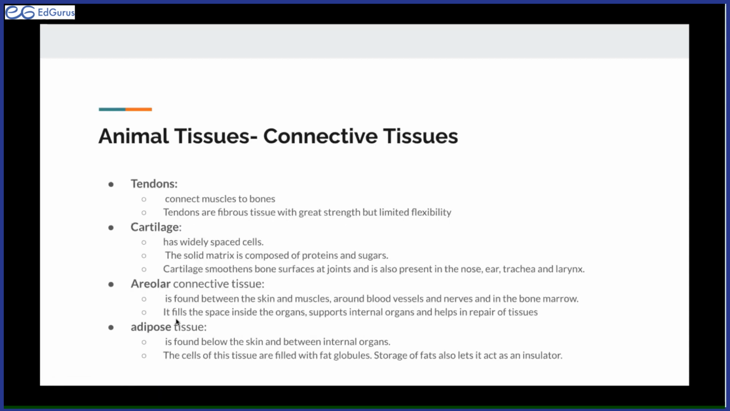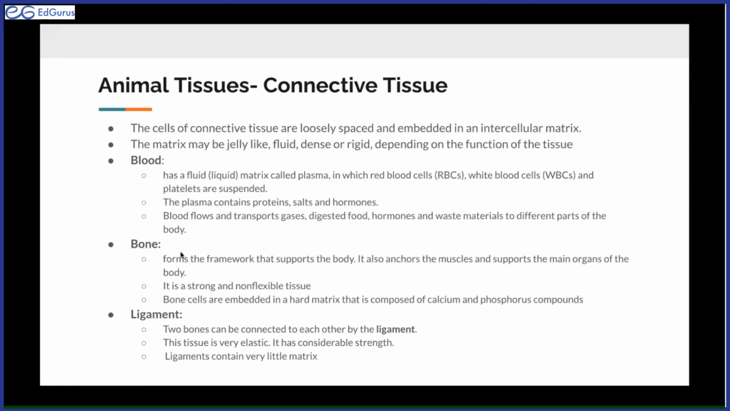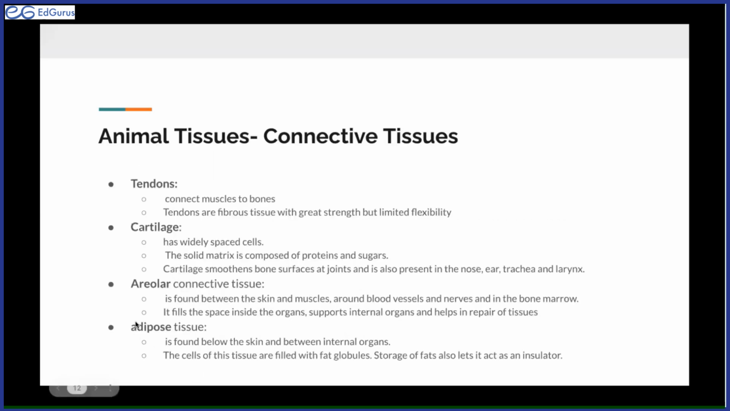Okay? So there are 4 more types of connective tissues. There are tendons. So here we know that bone is a connective tissue. Ligaments are used to connect two bones together, and tendons are used to connect muscles to bones. Okay, so tendons are fibrous tissues with great strength but limited flexibility. That is the definition of a tendon. Another type of connective tissue is cartilage. What is cartilage? Cartilage smoothens bone surfaces at joints and is also present in the nose, ear, trachea, and larynx.